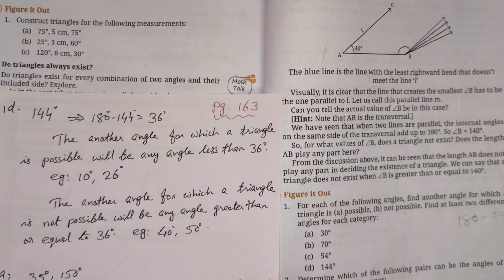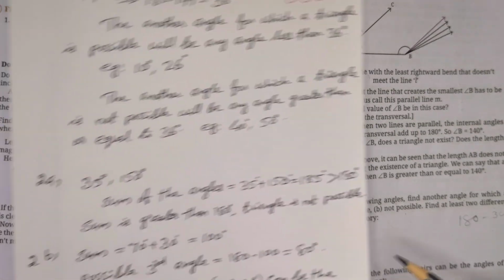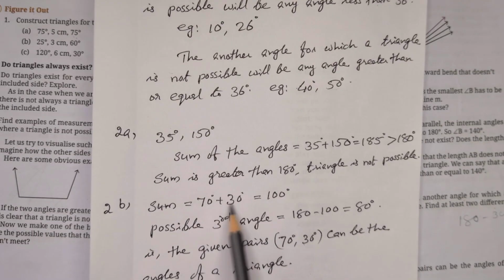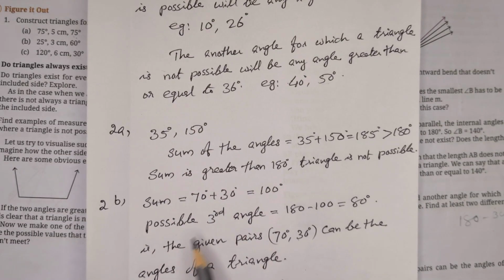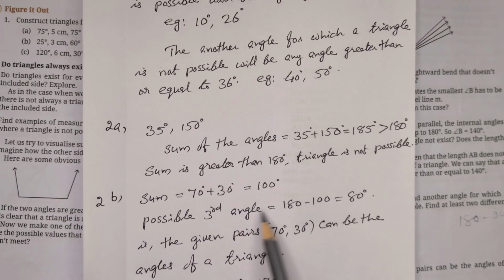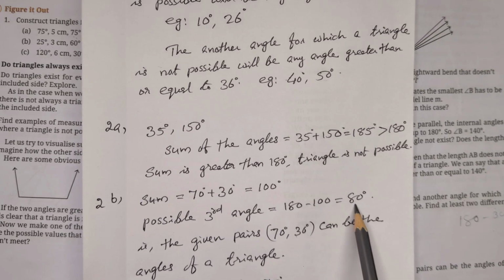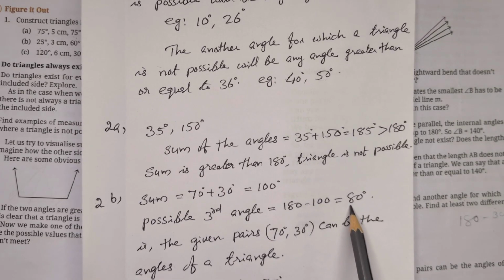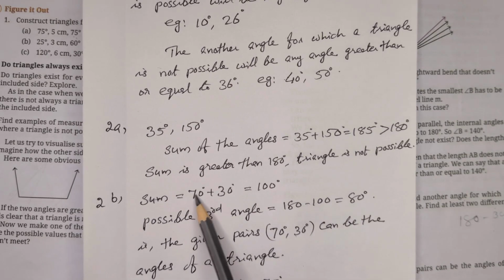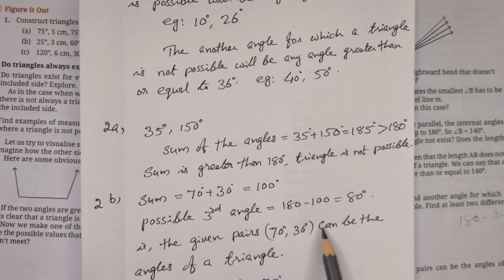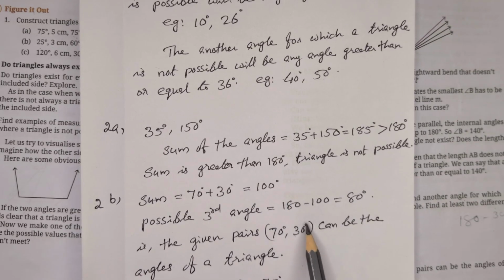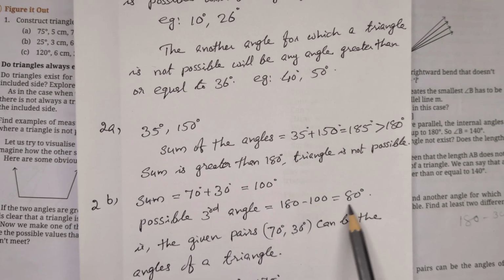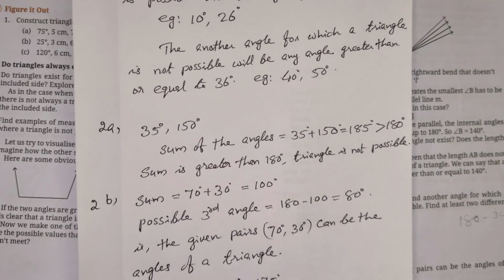Now the first one, 35 degree and 150 degree. We can take the sum of these two, that is 185. So the third angle is supposed to be 180 minus 100, that is 80. So the given pair can be the angles of a triangle if we are taking 80 as the possible case.